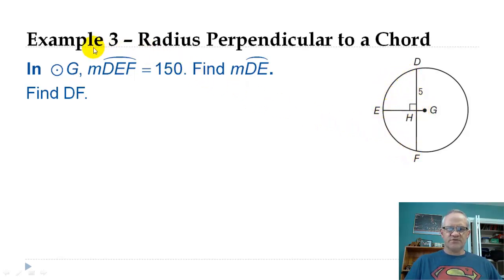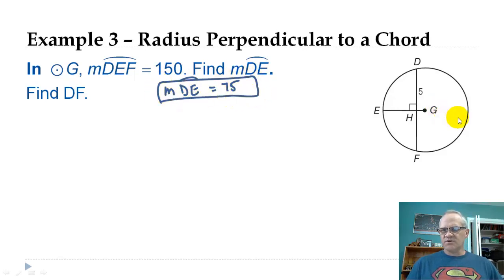In this case, the first thing it says is, if arc DEF is 150, find DE. Well, where's DE? DE is right here. That's just going to be half of DEF. So the measure of arc DE is just going to equal 75.